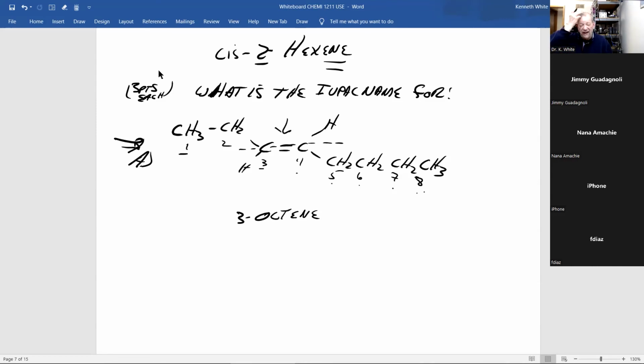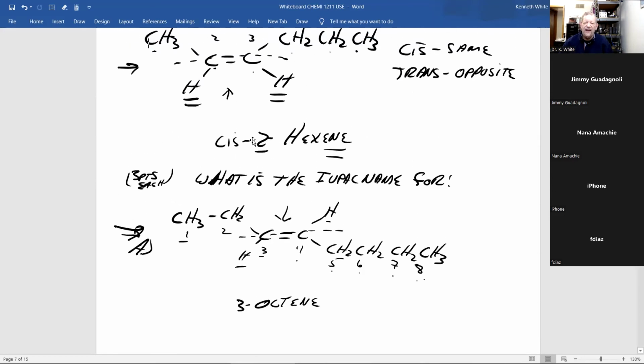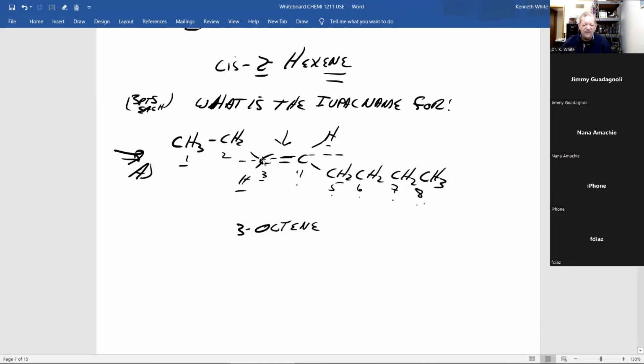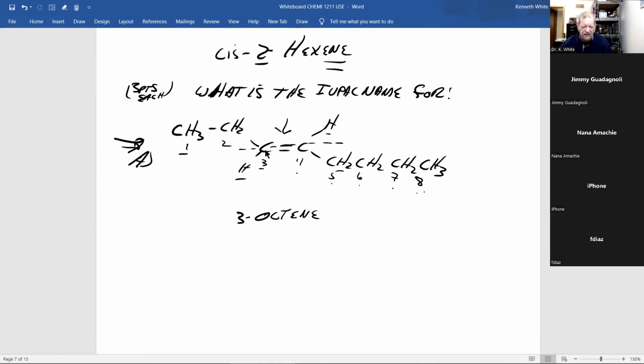And there's the plane. And if we look at the two hydrogens, are they on the same side or opposite sides? And the answer is opposite. One is above, one is below that dotted line. And for opposite, we use trans. So this would be trans-2-octene.